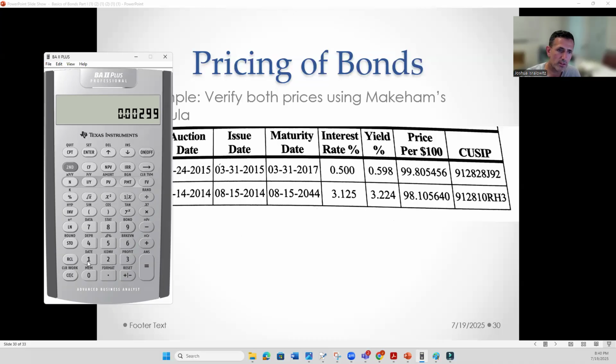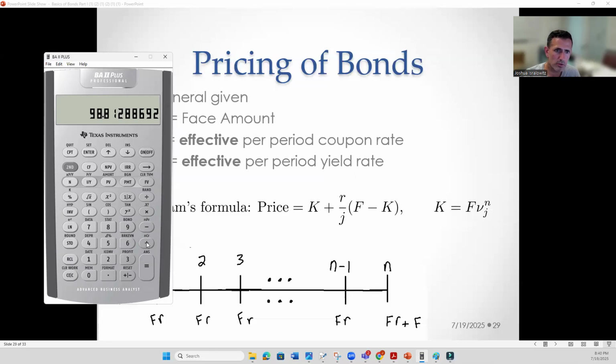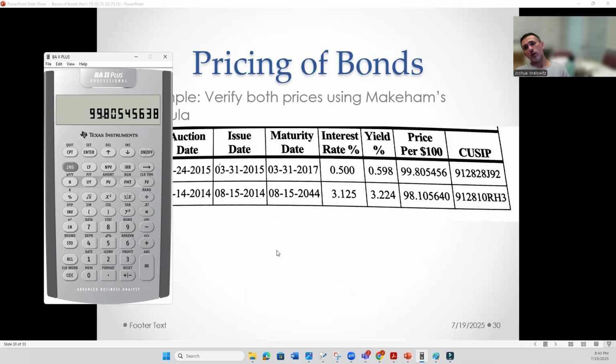Now we can get K very easily. So take this plus 1, raise it to the 4, because it's 2 years, 4 6-month periods. Store it in the three spot. Okay, so it's this plus R over K times 100, my face value, minus K. And lo and behold, 99.805, easy peasy.